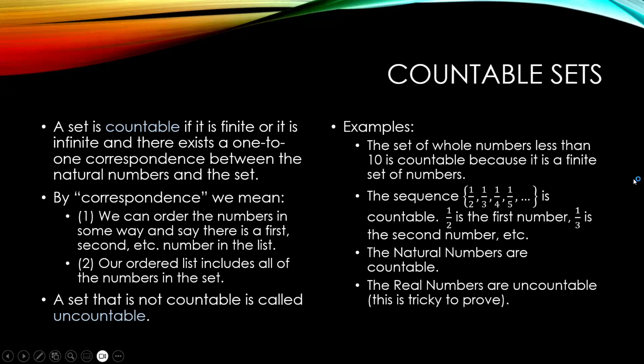Here are some examples. The set of whole numbers less than 10 is countable because it's finite. There's only 10 of them. The sequence 1/2, 1/3, 1/4, 1/5, and so on is also countable. We could think of 1/2 as the first number, 1/3 as the second number, 1/4 as the third number, 1/5 as the fourth number. Wait, I'm getting mixed up with my numbers. But there is a clear order to these numbers, and so it's a countable set.